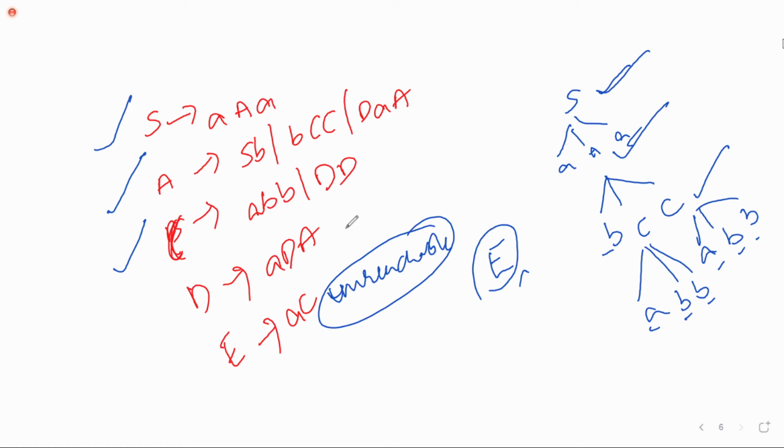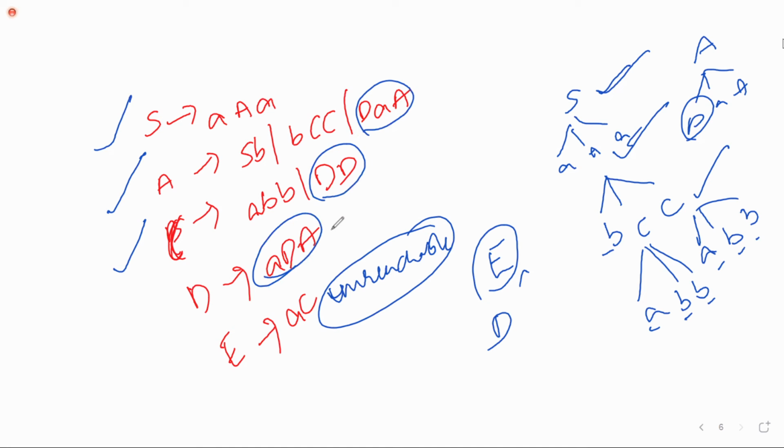Then what about D? Is D deriving any terminal? Suppose in place of A, if I take DAA, can we get anything from D? Is it deriving anything? No, it is not deriving. So D is also a useless symbol, which means wherever D occurs, we eliminate all those productions.